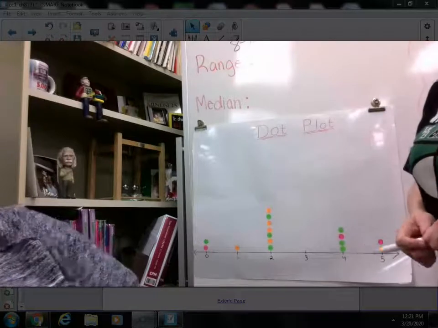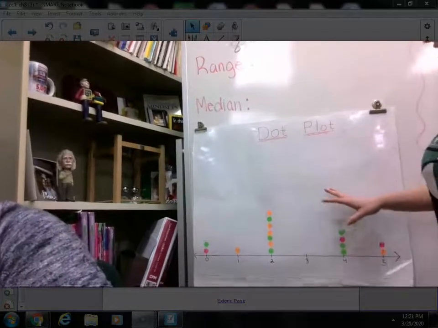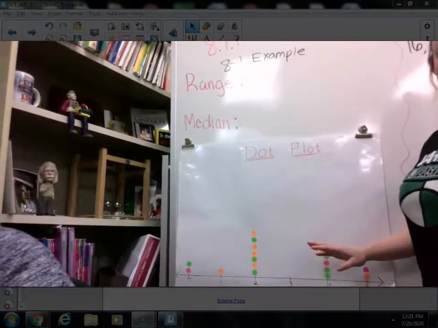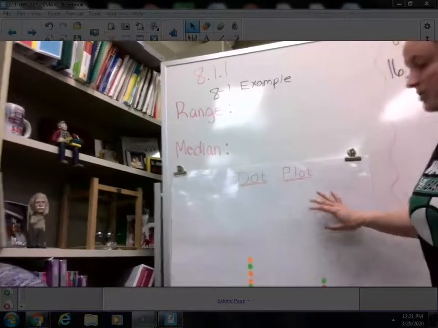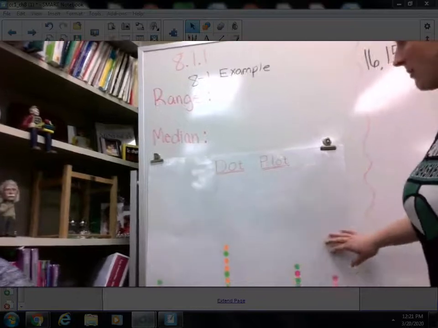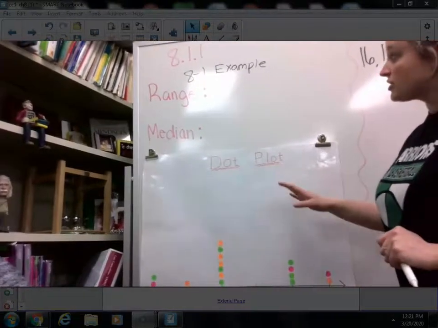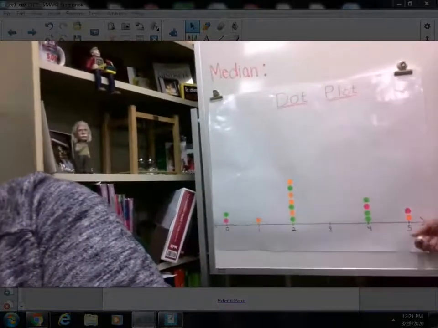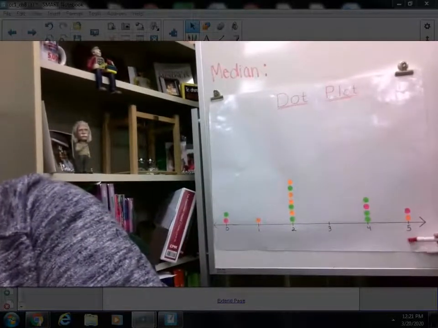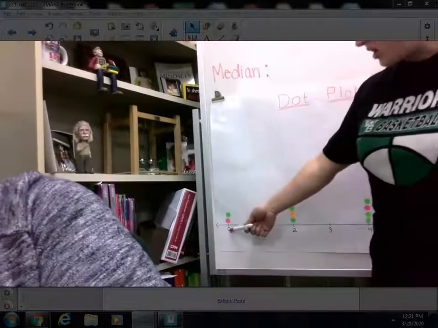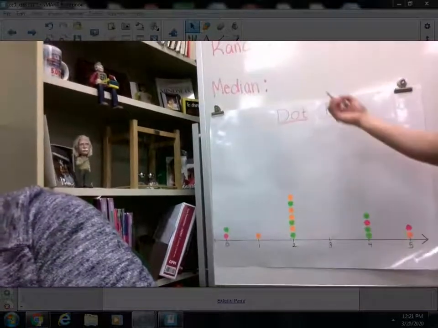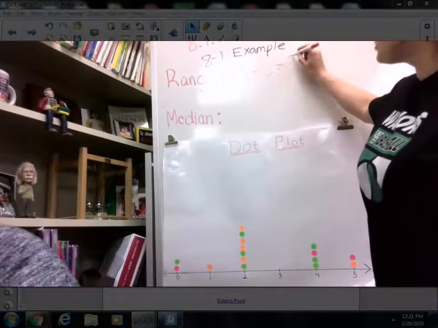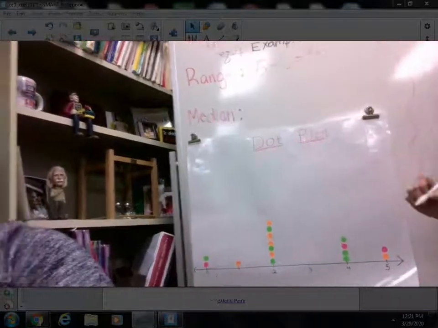Okay, so this is not your census information or how many family members are in your household, but we took our dot plot from the beginning of the year of how many animals you had in your house. So I'm just going to give you an example of how to find range. You take your largest number, which in this case is 5, and your smallest number, which in this case is 0. So your range is going to be 5 minus 0, to give you a range of 5.